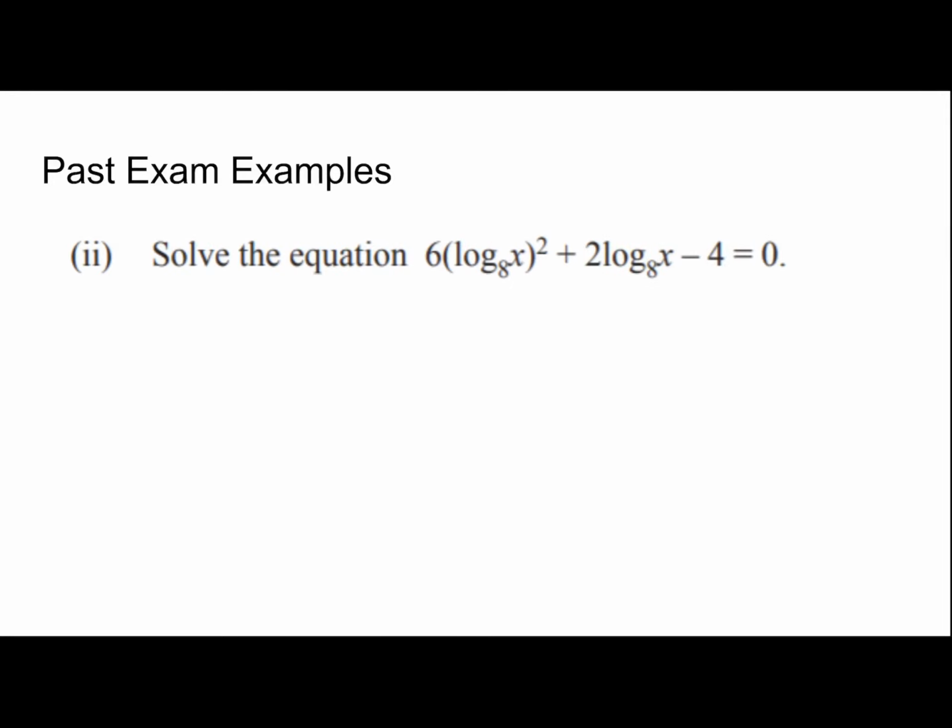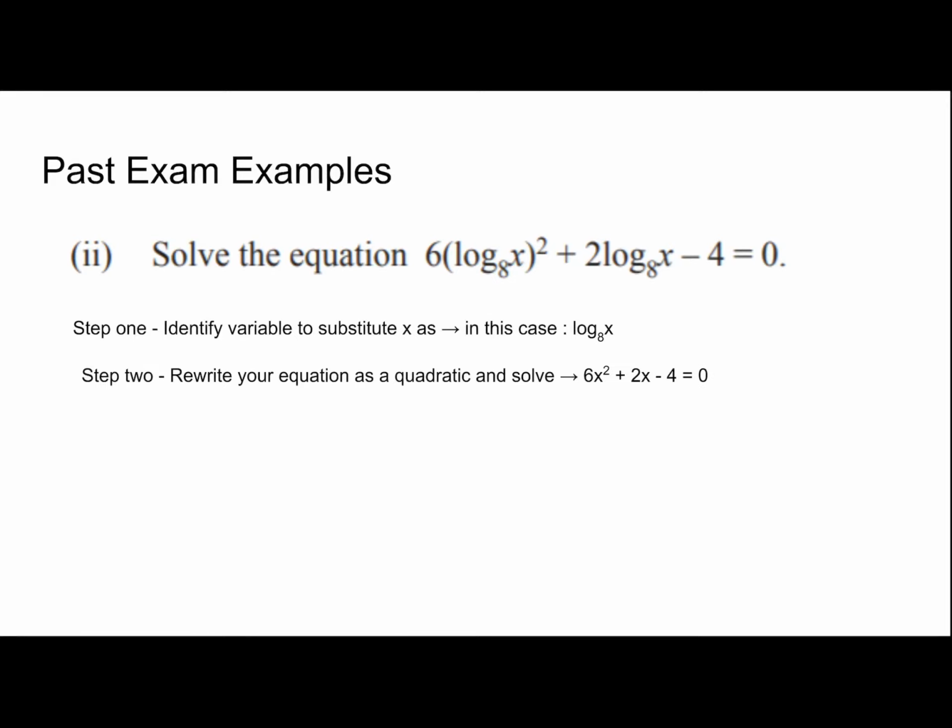Now here's a past exam example. So you have to solve the equation log base 8x to the power of 2 plus 2 log base 8x minus 4 equals to 0. Okay, once again, we're going to use our substitution. So step 1, identify the variable to substitute x as. In this case, it's log base 8x. So now we can rewrite your equation as a quadratic. So 6x squared plus 2x minus 4 equals to 0. If we solve this, we can see that x equals to -1 or x equals to 2 over 3.